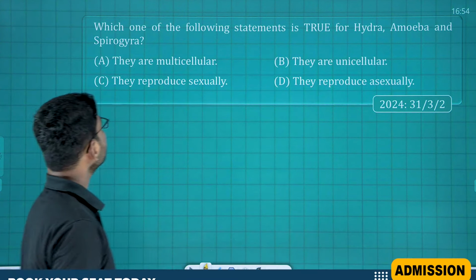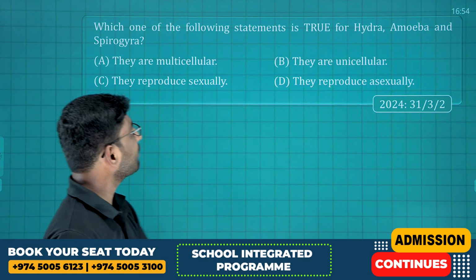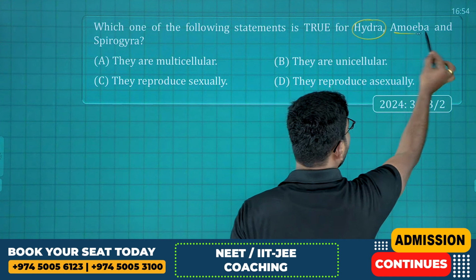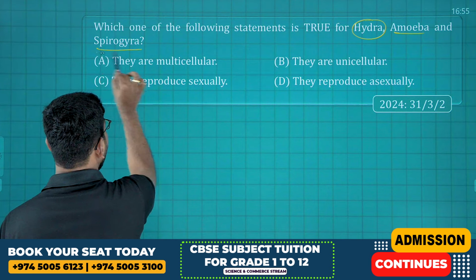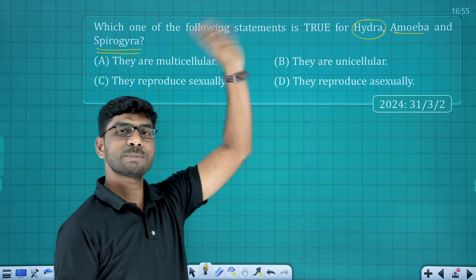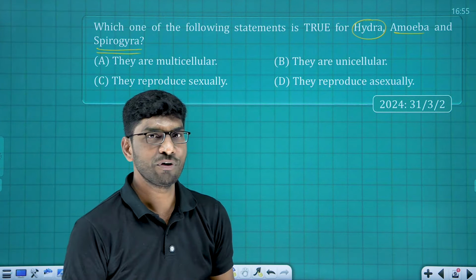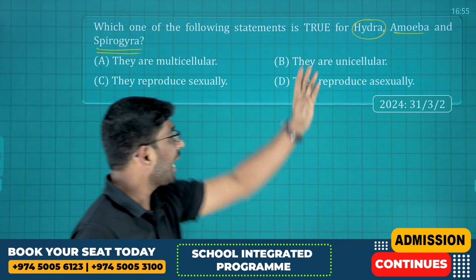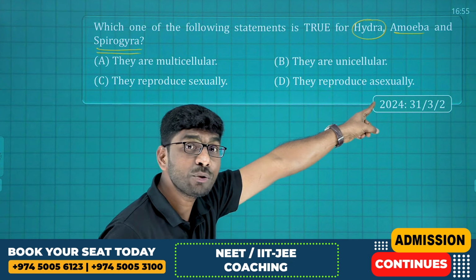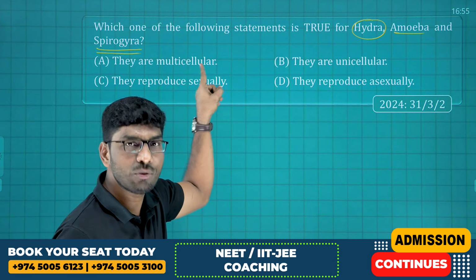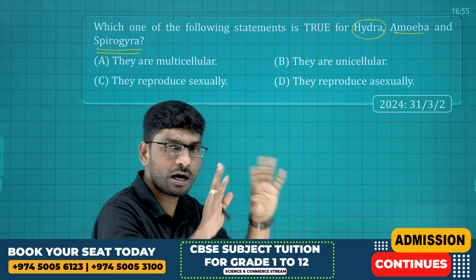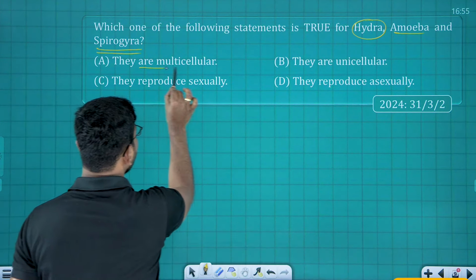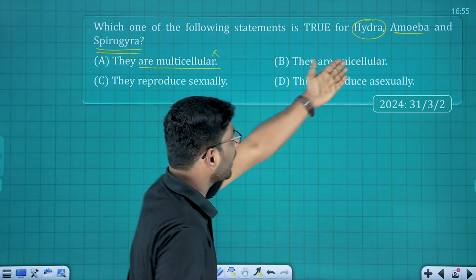Next question. Which one of the following statements is true for Hydra, amoeba and Spirogyra? They are asking for the true statement. First, tell me, are these three organisms unicellular? Hydra is multicellular, amoeba is unicellular, Spirogyra is multicellular. So they are not all unicellular. Clear? Next, look here. They all are multicellular? No, the amoeba is unicellular.